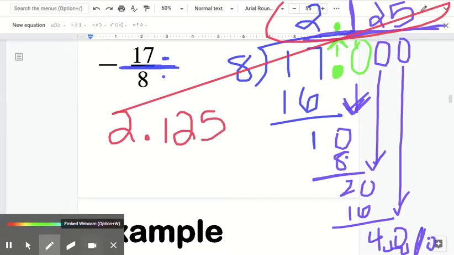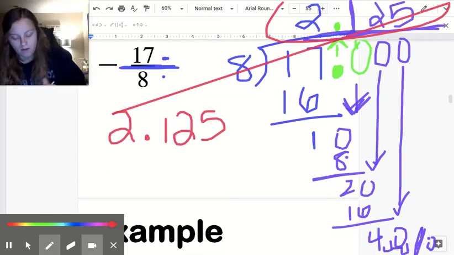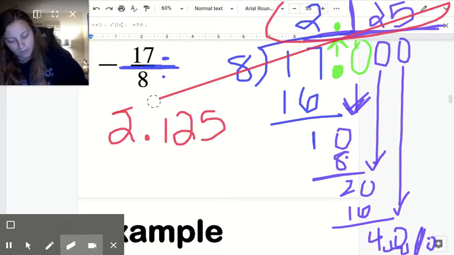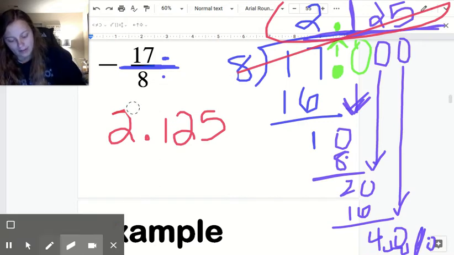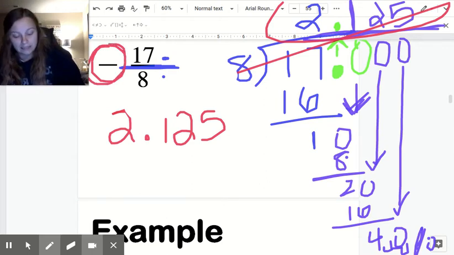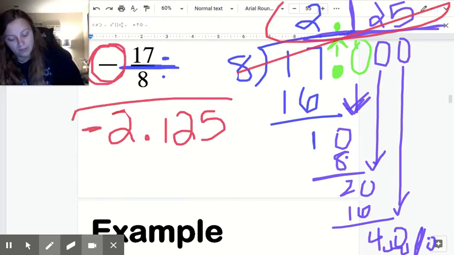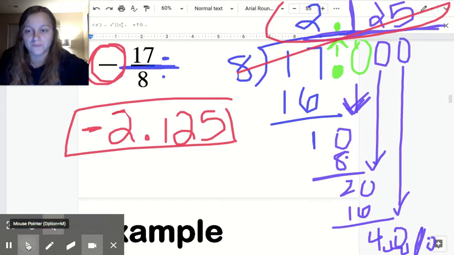But we've got to make sure that if it was a negative in our question, it's a negative in our answer, which it looks like it was. So it was negative 17/8, which means it needs to be negative 2.125. So again, we did that long division here.